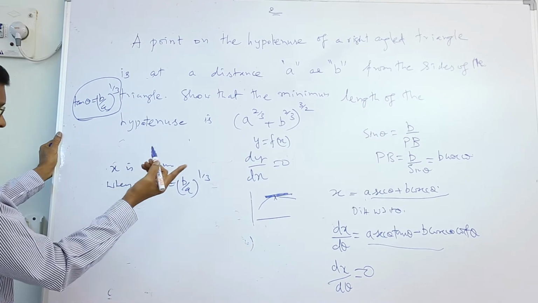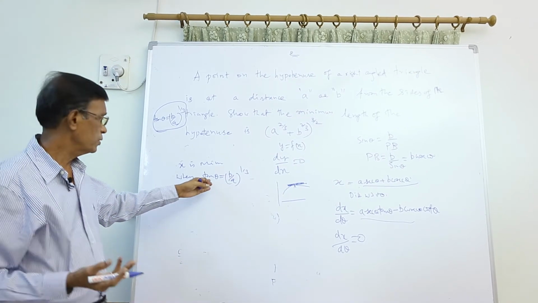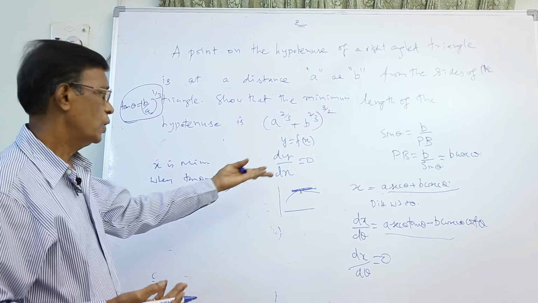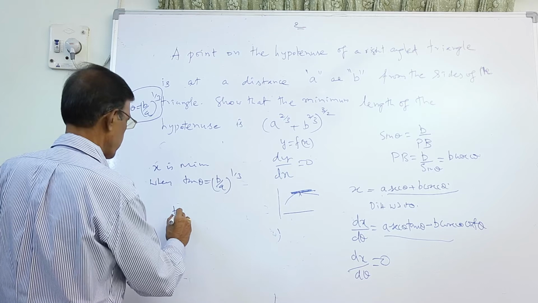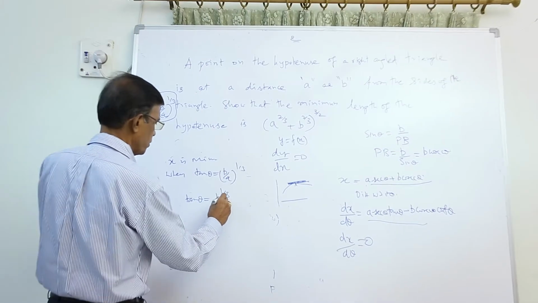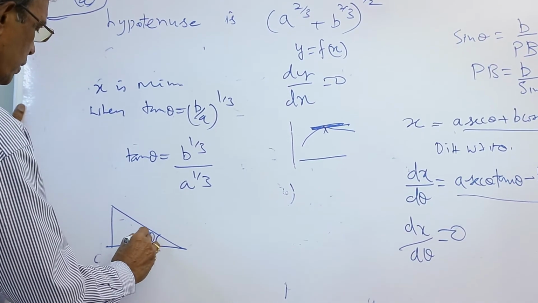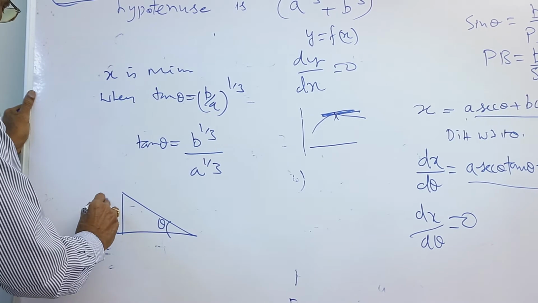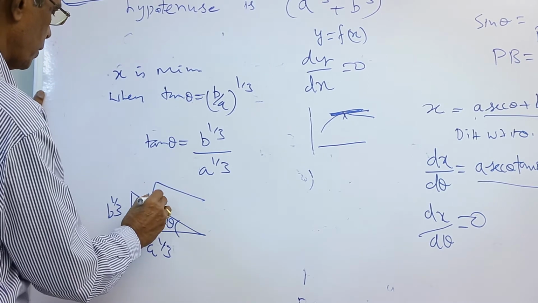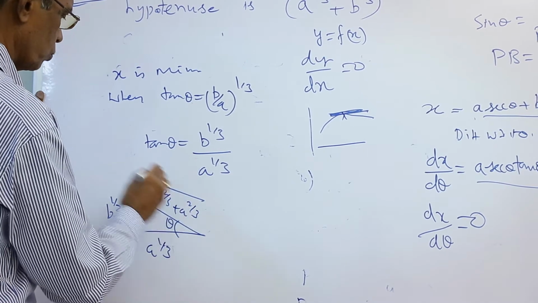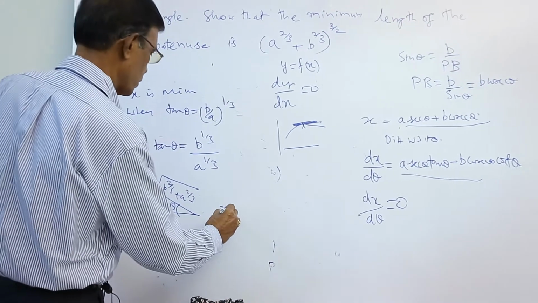So what happens here, you should ask the students, if tan theta is equal to b by a power 1 by 3, how do you calculate secant theta? If they are unable to, then tell them tan theta is nothing but b power 1 by 3 by a power 1 by 3, take a right angle triangle and this is theta, then opposite side by adjacent side, so your hypotenuse will be b power 2 by 3 plus a power 2 by 3 under a root. From this you can calculate secant theta, cosecant theta also, that is your x.